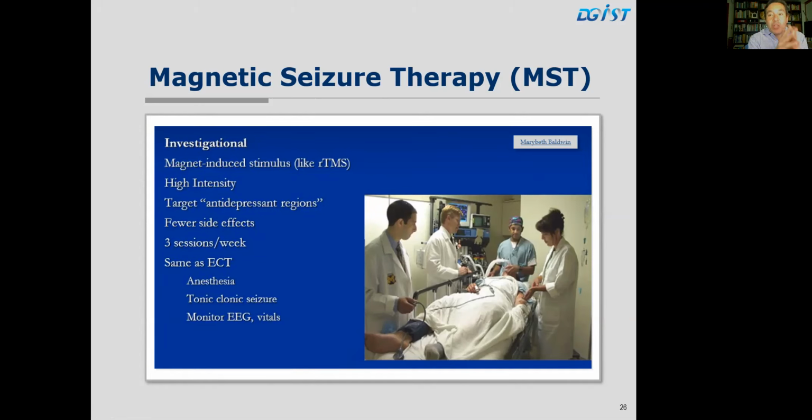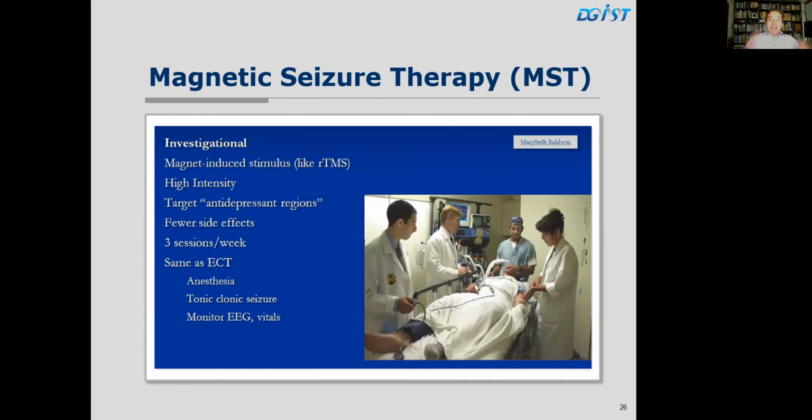And you also need to have anesthesia. You induce this tonic-clonic seizure, and you need to do all that monitoring, like the EEG, the vital signs, the pulse oximeter, the EKG, and the EEG, and so forth. But it's fewer side effects and potentially a better benefit to risk ratio.